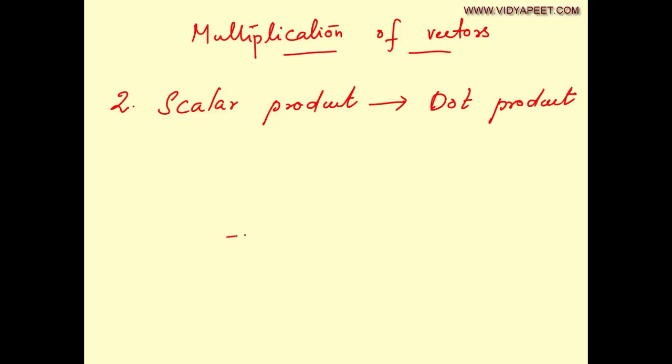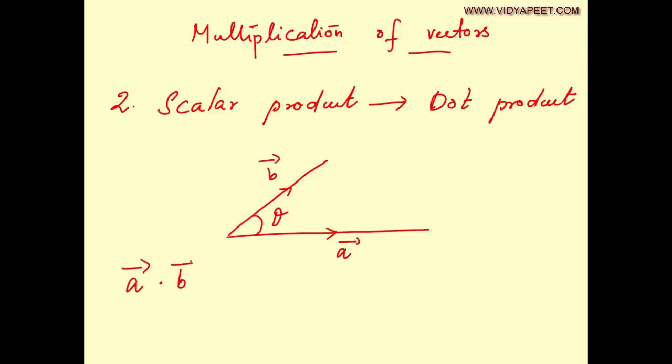You take two vectors, say vector A and another vector B. They are having an angle theta. So if I want to find out the dot product between vector A and vector B, which will be represented by A dot B, I will project vector B on vector A.